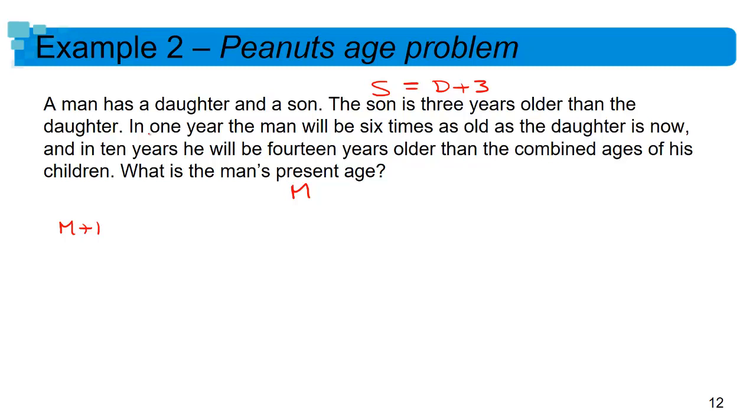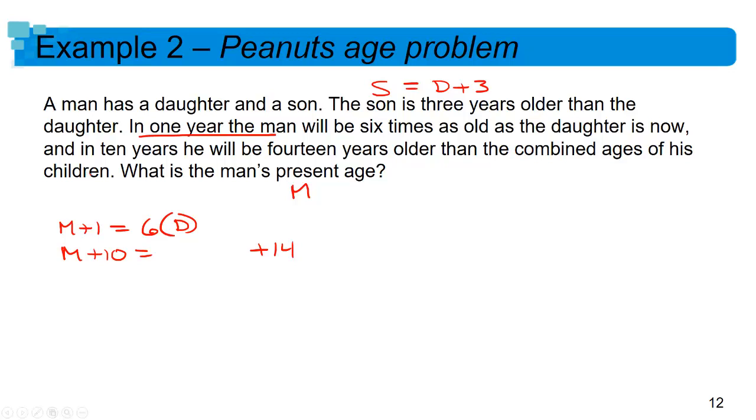That'll be his age in 1 year. Well, that equals 6 times, so 6 times as old as the daughter is now. Oh, okay, so the daughter now, right, is just D. Not D plus 1, D, because it's how old the daughter is now, not how old the daughter will be then, right? And then it says, and in 10 years, he will be, okay, so now his age plus 10 will be, that's another equals, 14 years older than, okay, so plus 14 to something. 14 years older than what? The combined ages of his children.